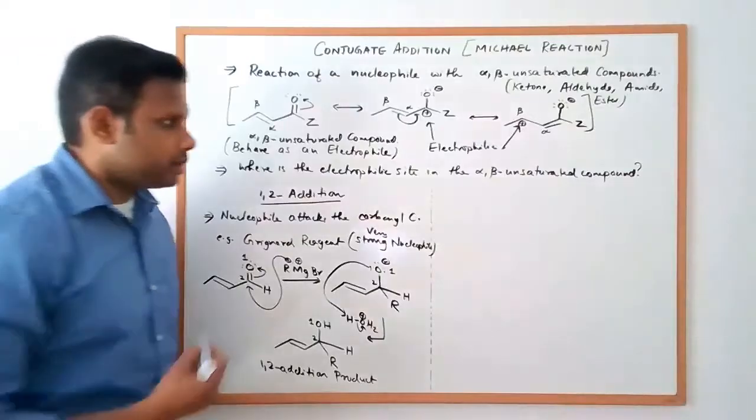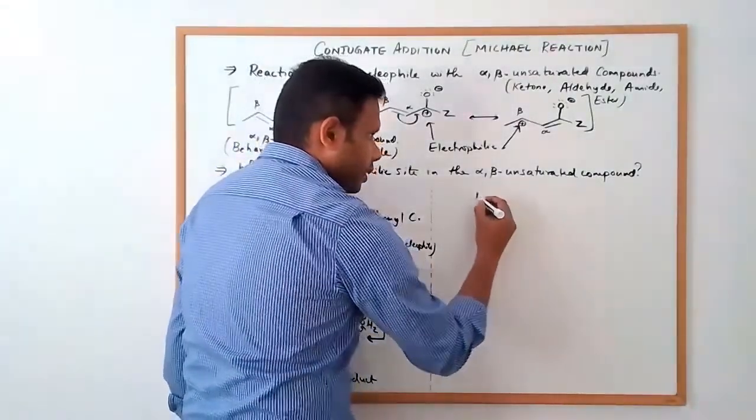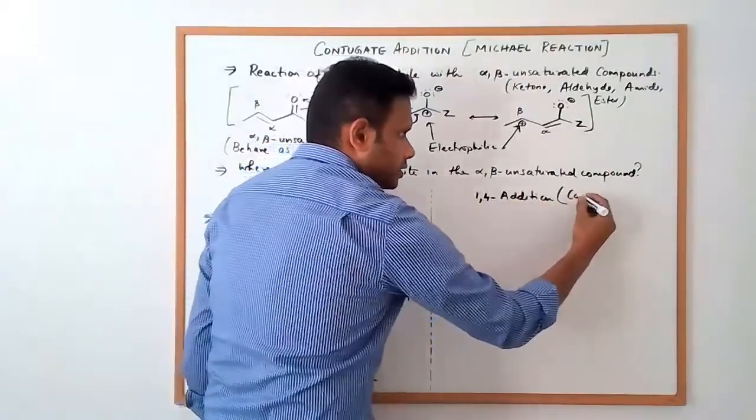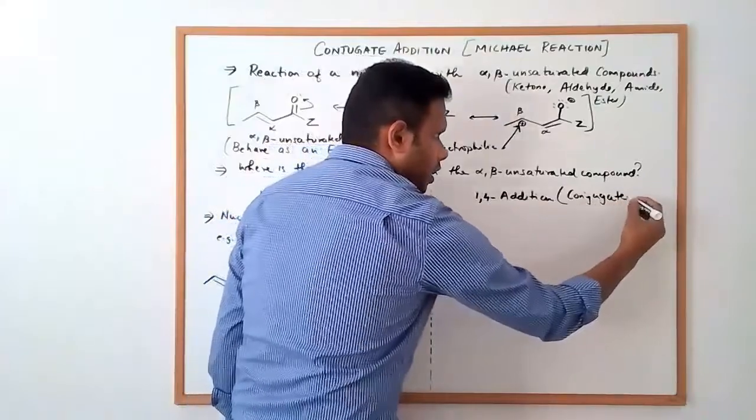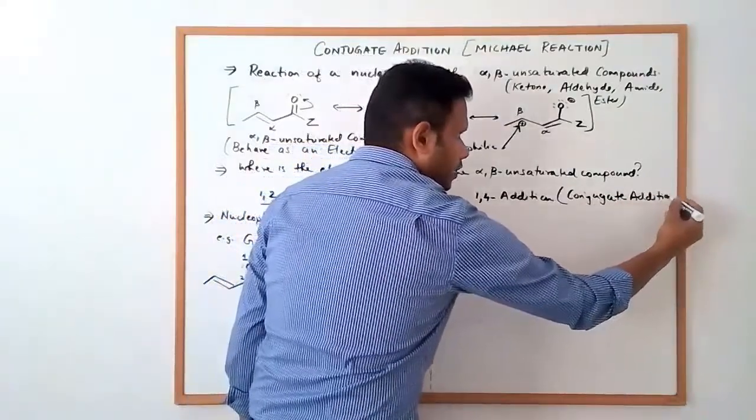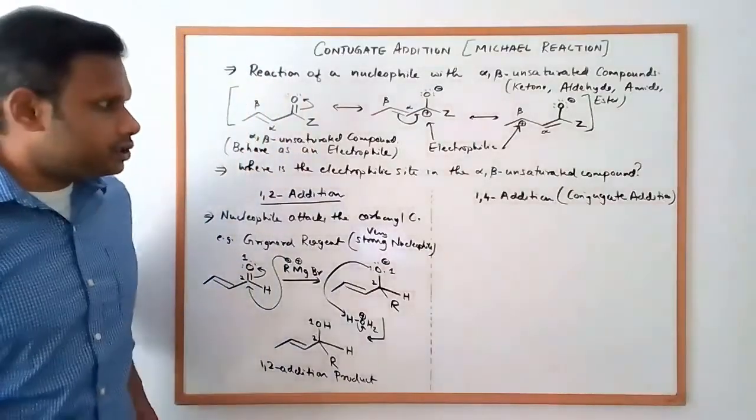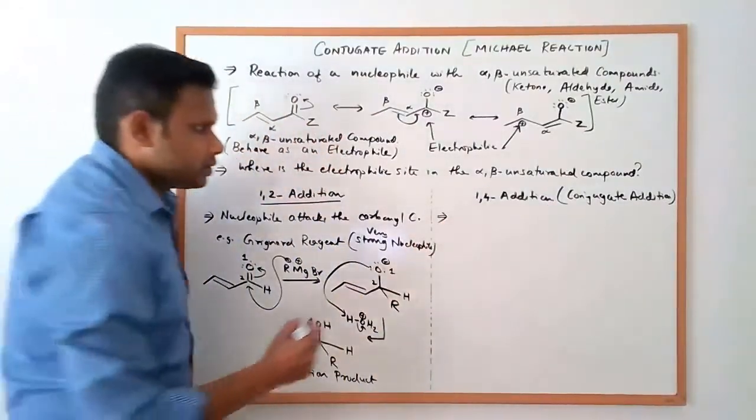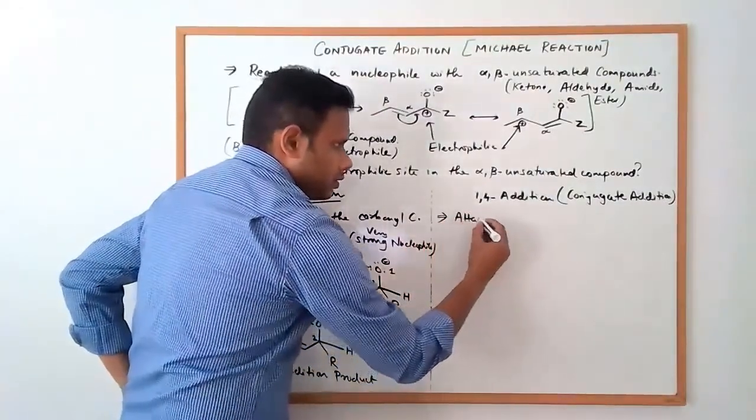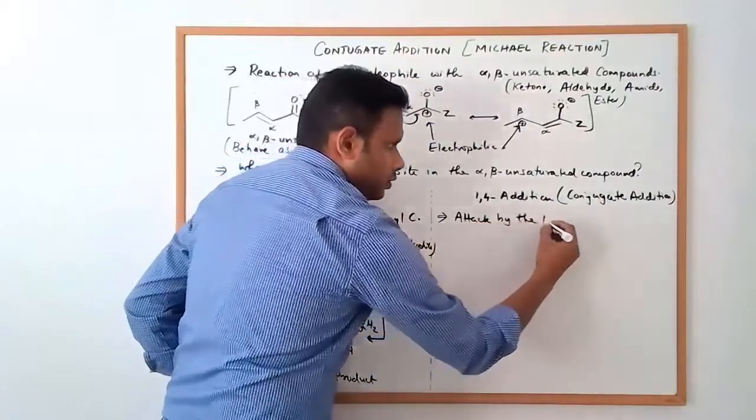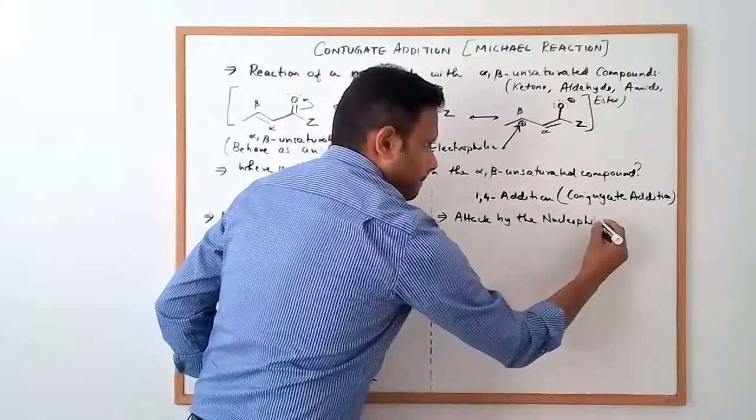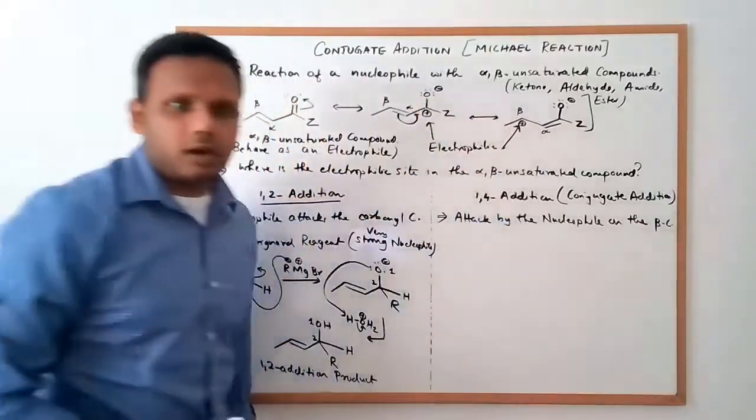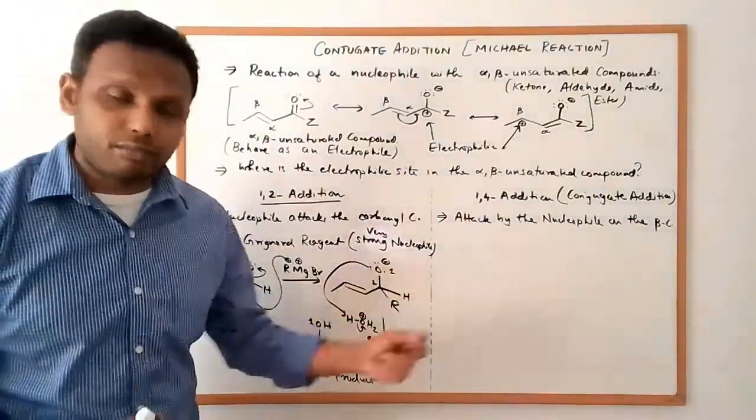Let's look at the other possibility. This possibility is called the 1,4 addition, also called the conjugate addition. The 1,4 addition or the conjugate addition involves attack by the nucleophile on the beta carbon. So now the nucleophile is attacking the beta carbon.